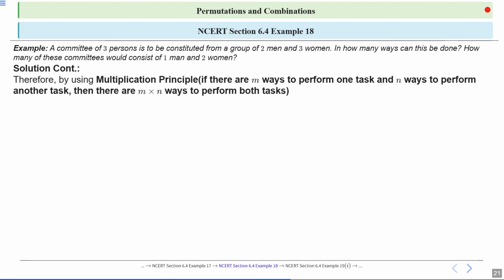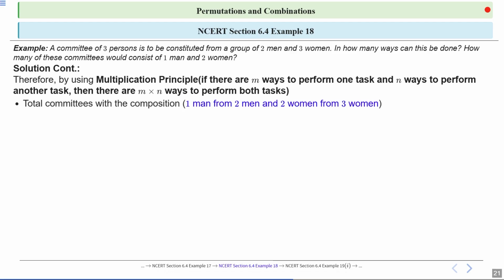Therefore, by using the multiplication principle, if there are m ways to do one task and n ways to do another task, then there are m into n ways to perform both tasks together. Applying this, the total committees with this composition, 1 man from 2 men and 2 women from 3 women, is 2C1 multiplied with 3C2. This is equal to 2 into 3, equal to 6.